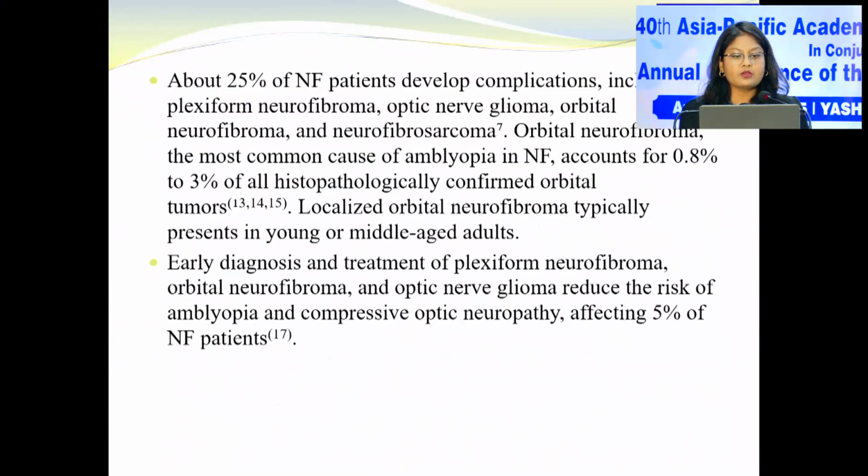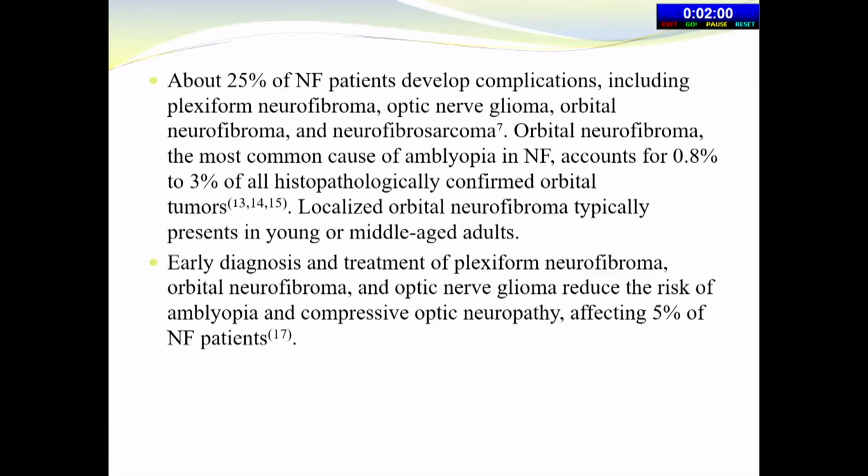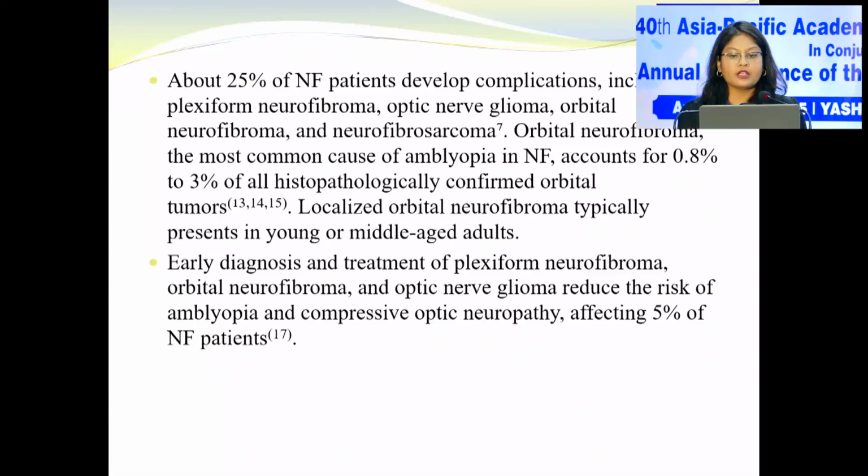About 25% of NF patients develop complications including plexiform neurofibroma, optic nerve glioma, orbital neurofibroma, and neurofibrosarcoma. Orbital neurofibroma, the most common cause of amblyopia in NF, accounts for 0.8 to 3% of histologically confirmed orbital tumors. Localized orbital neurofibromas typically present in young or middle-aged adults. Early diagnosis and treatment of plexiform neurofibroma, orbital neurofibromas, and optic nerve glioma reduce the risk of amblyopia and compressive optic neuropathy, affecting 5% of the NF patients.